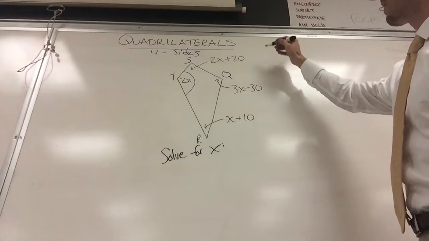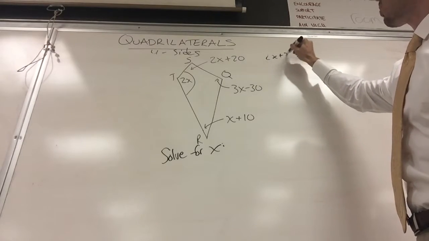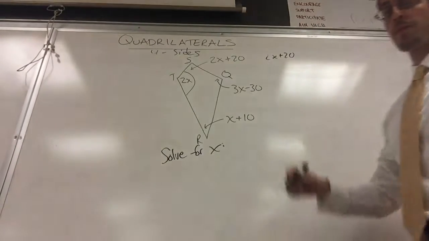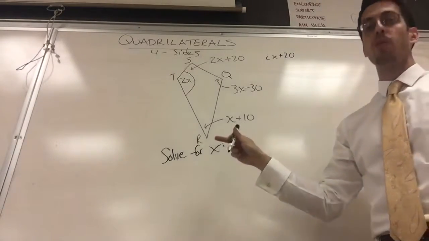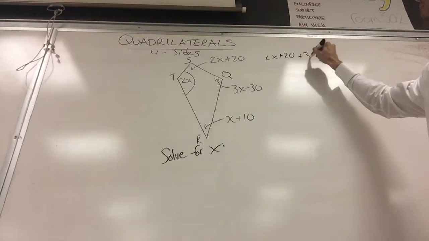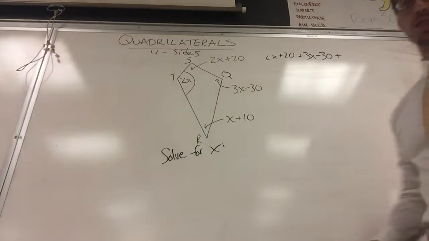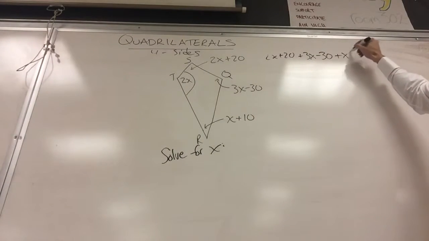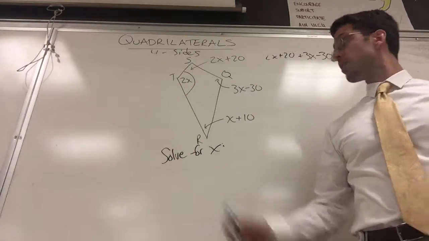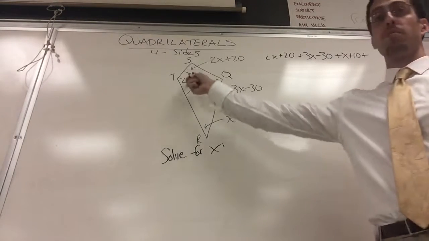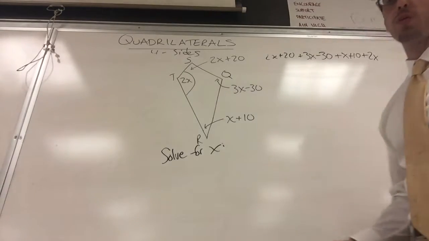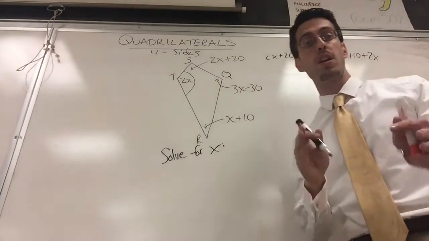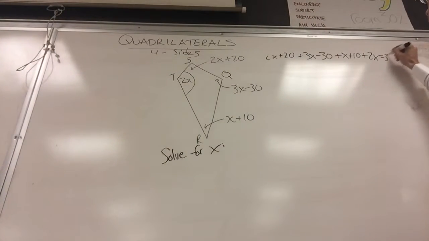Got your equation? It should say 2x plus 20, you with me so far? Plus, I'm gonna go this way, counterclockwise. What, clockwise? Okay, fine, I'll go clockwise. Plus 3x minus 30 plus x plus 10 plus what? I went here already, plus 2x. And then solve, right? No, don't forget the equal sign. I'm asking for an equation. I need an equal sign. It's got to equal the total, which is 180, right? No, it's 360. Equals 360.